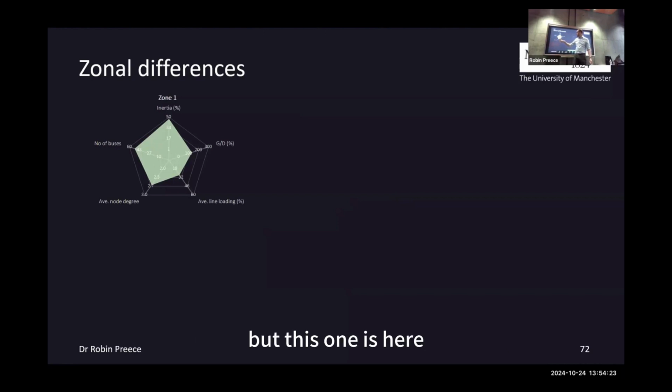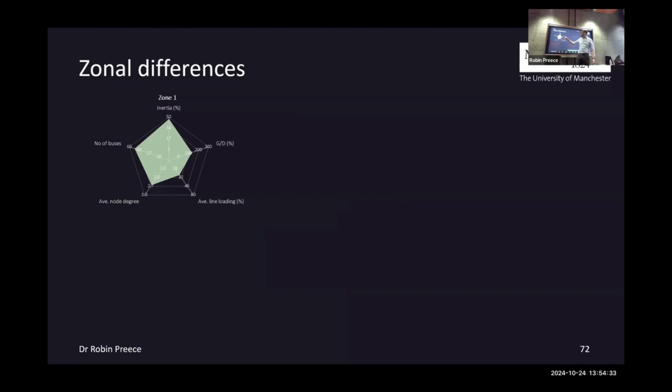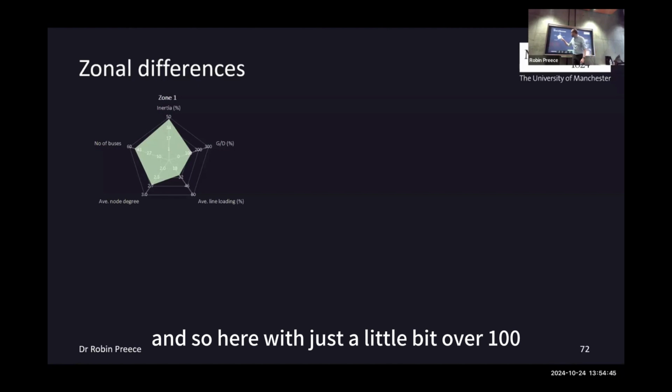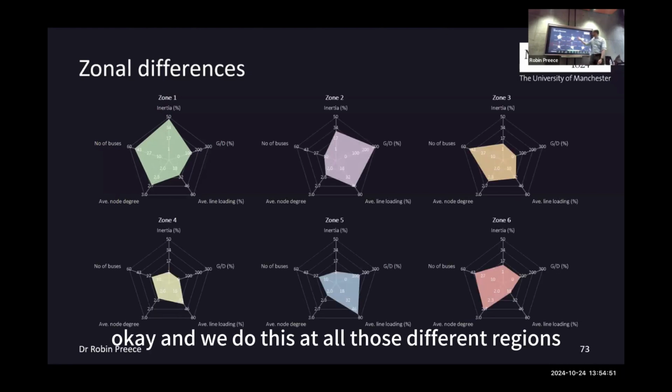But this one is here. Average line loading: how overloaded are my lines, or how close to overloaded are my lines? These numbers are going from 0 to 60. And then this is G over D, generation over demand. So essentially, is this region a net exporter of energy, or is it a net importer? Here we're just a little bit over 100, so that means it's going to be slightly exporting. And we do this for all those different regions.